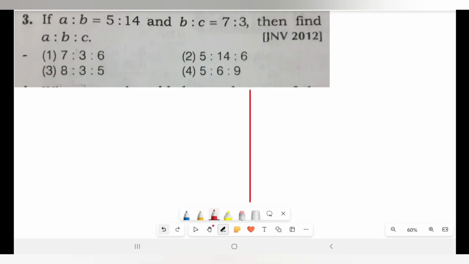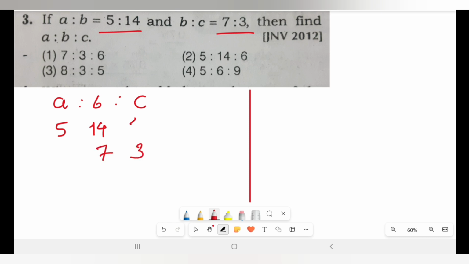Here in this question, A by B is equal to 5 by 14 and B by C is equal to 7 by 3. Then find out the A by B by C value. So here it is very simple. So A by B is given, that is 5 by 14. All right, so B by C is given, 7 divided by 3, right?